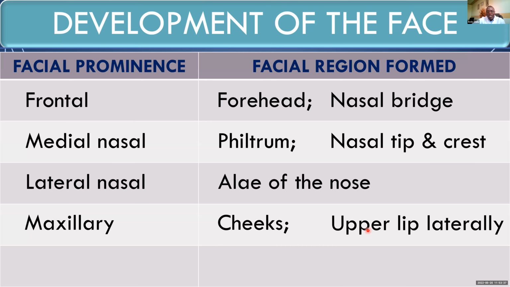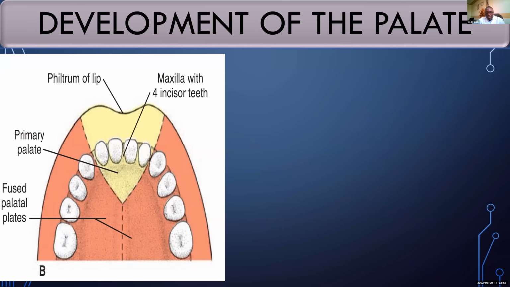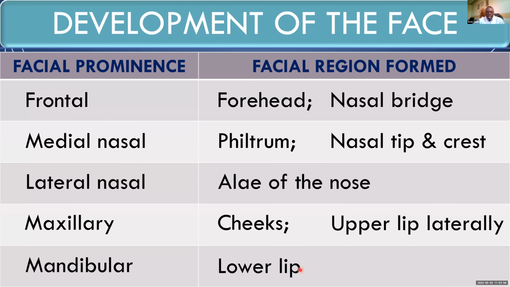That's on the surface, but remember on the inside, the mesenchyme of the maxillary prominence will still give us the maxillary bone, the upper jaw. It will also give us the palate, secondary palate for that matter. Mandibular prominence, lastly, gives us the lower lip. Sorry, it gives us the lower lip, but from inside, remember, it will also give us the lower jaw.